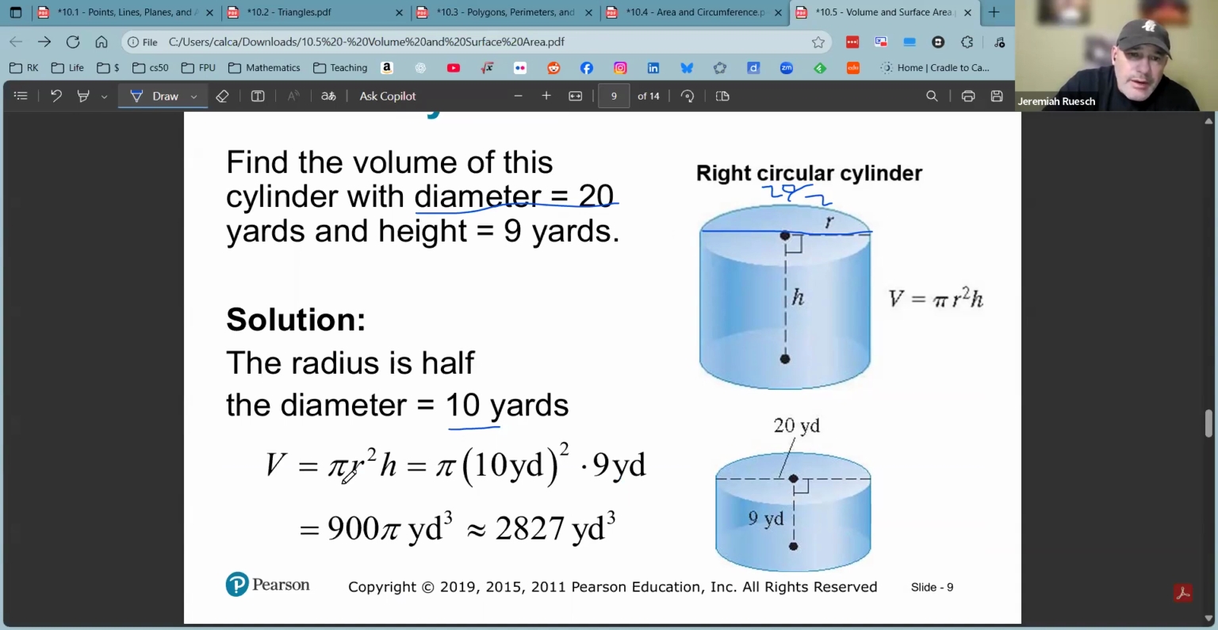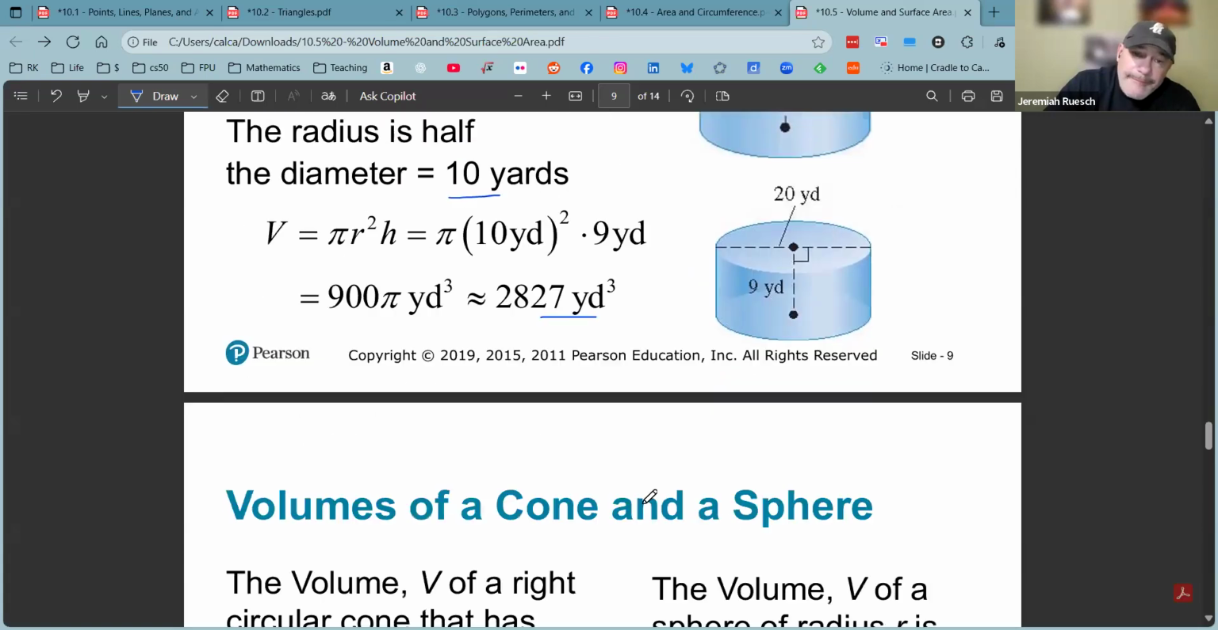And then the area is pi times 10 squared. So 10 squared is 100 times 9, which is the height. So many yards tall it is. So we have 900. 100 times 9 is 900 cubic yards. If we take pi to be 3.14, you roughly get 28.27 cubic yards.